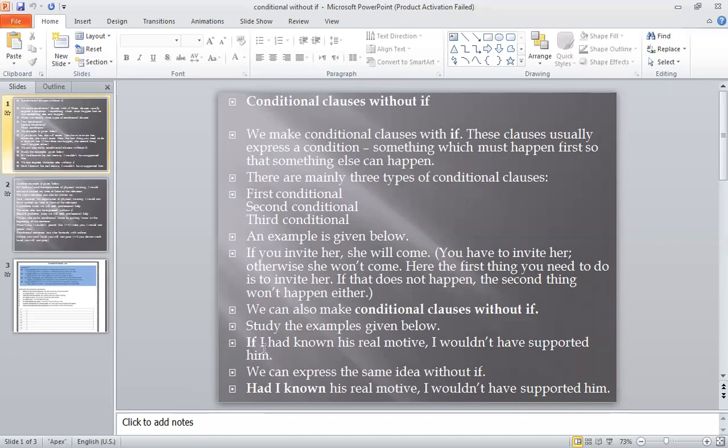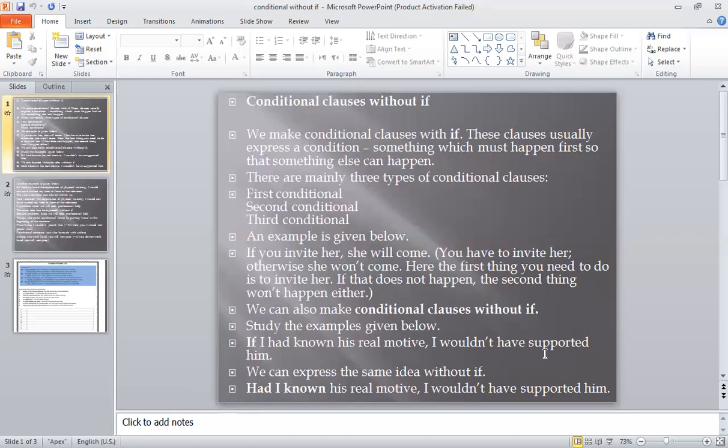Focus here, please. If I had known his real motive, I wouldn't have supported him. We can express the same idea without if, so we can remove this if. What do we use instead? We use had. This is the third conditional: if I had known his real motive, had plus past participle, I wouldn't have supported him, wouldn't have plus past participle.